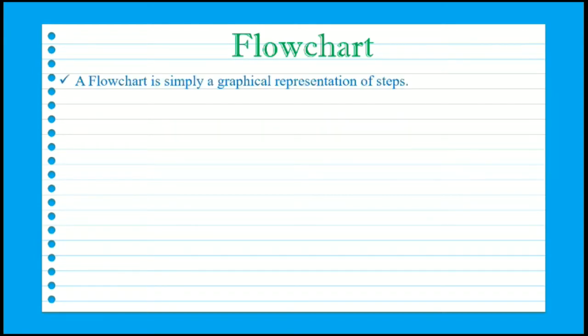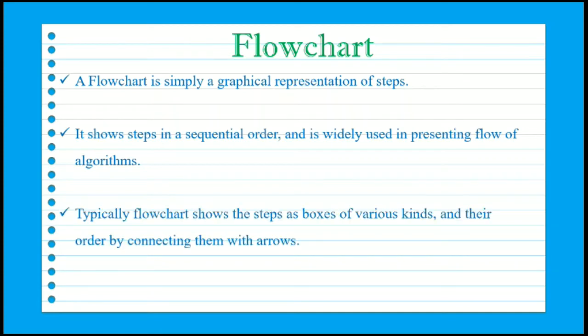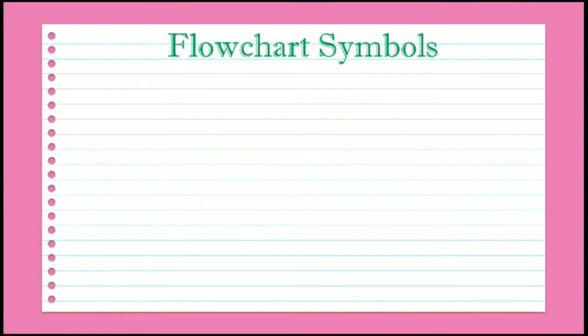A flowchart is simply a graphical representation of steps. It shows steps in a sequential order and is widely used in presenting flow of algorithms. Typically, flowchart shows the steps as boxes of various kinds and their order by connecting them with arrows. So following are the basic symbols used in drawing the flowchart.